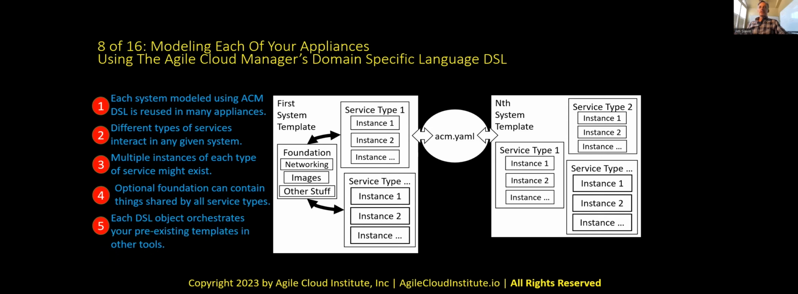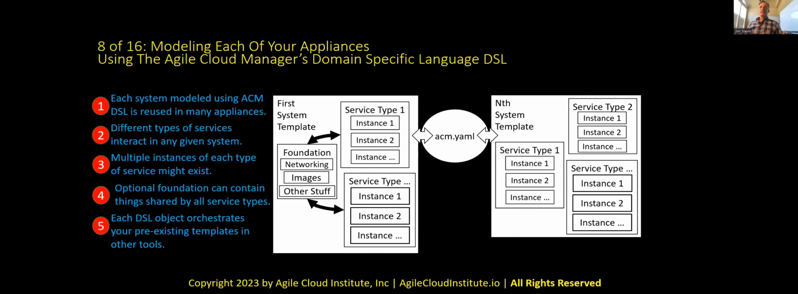The fifth thing to notice about this whole picture here is that your pre-existing templates in other tools are orchestrated by each one of these types of boxes I laid out here. If you are a project manager, you might see these things as types of different boxes illustrating different types of things. If you're an engineer, you might see these things as objects. Each one of these objects or boxes is going to be referencing one of your pre-existing templates.